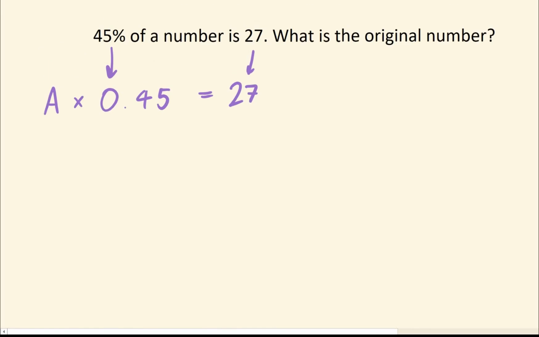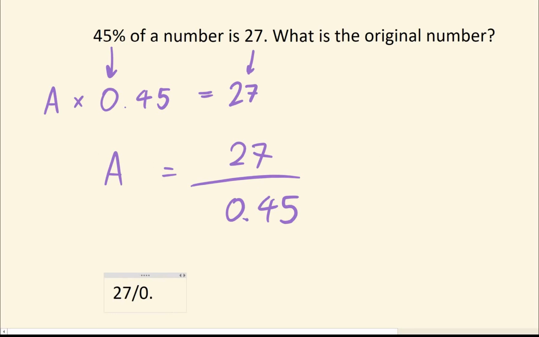So to undo timesing by 0.45, we need to divide by 0.45. And then same as before, you just ask your calculator, what is that answer going to be? In this case it's 60, which means 60 was the original number, because 45% of 60 was 27.